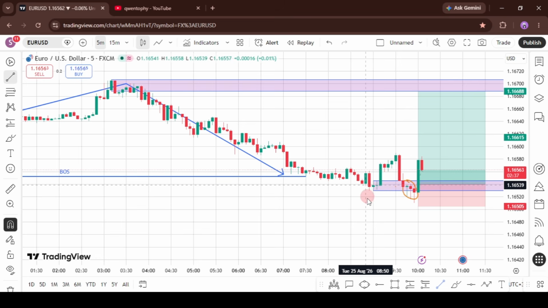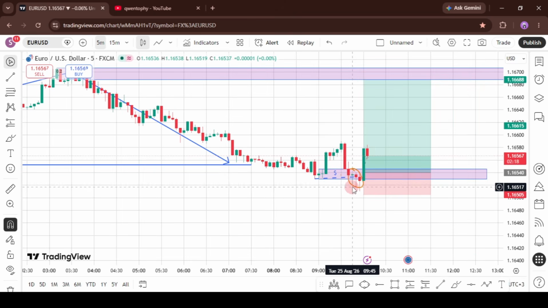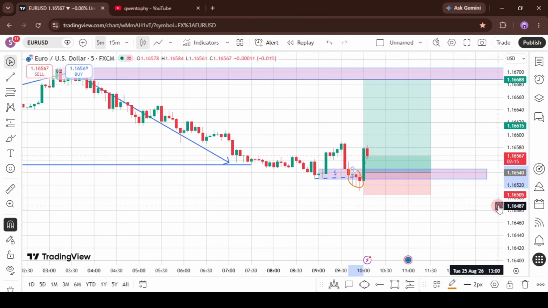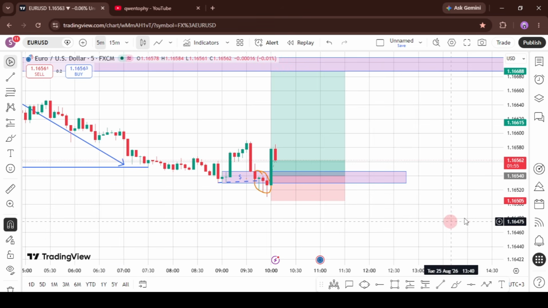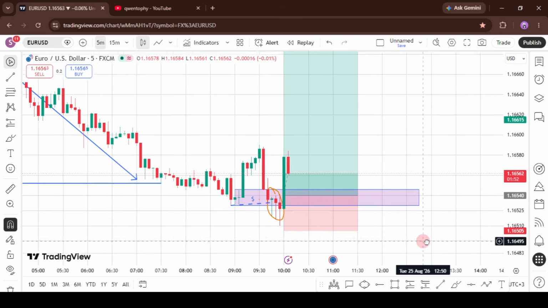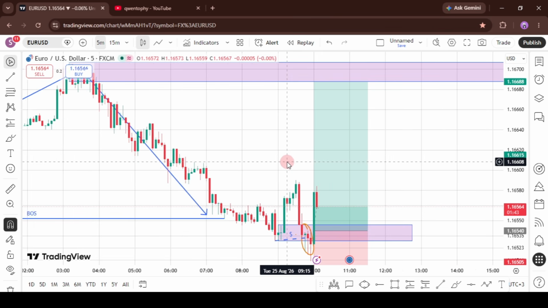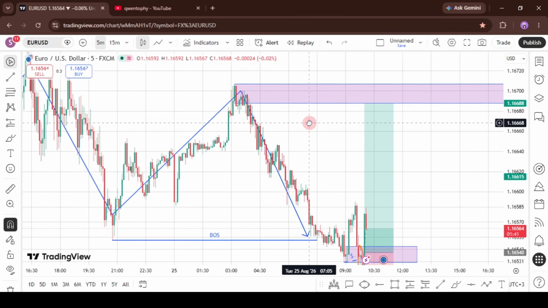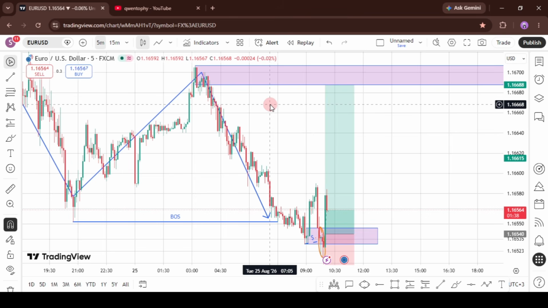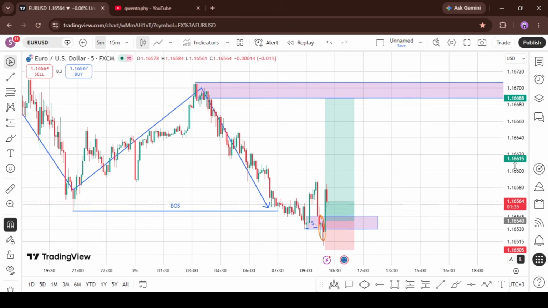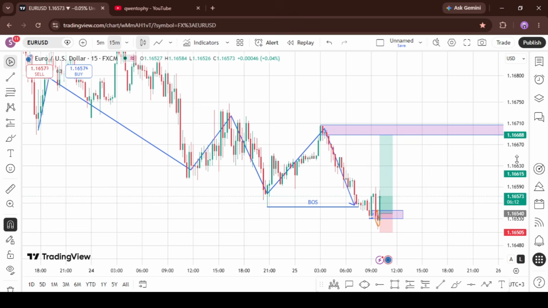Let me mark my liquidity. Yeah, that's the liquidity. So I have placed my stop loss some pips below the liquidity candle, and my TP at the next supply zone, or 15 minute supply zone. So this is a very quick scalp. The main reason that I've entered this trade is because of liquidity in London open.